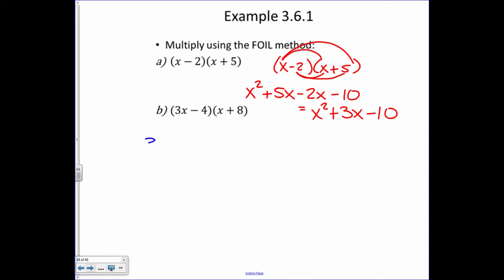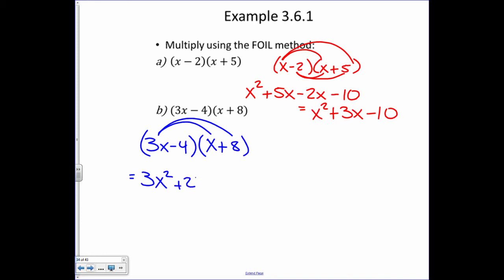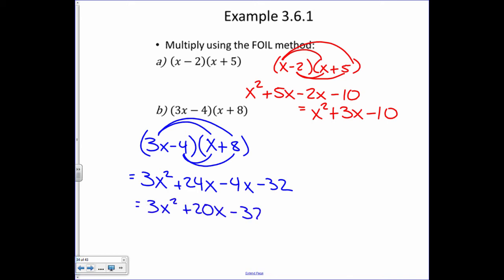We want to do the same thing for the second problem. 3x minus 4 times x plus 8. We're going to multiply the first two terms. 3x times x will give you 3x squared. 3x times 8 will give you plus 24x, so the outside terms. Then the inside terms. And then the last two terms. Then we wind up with 3x squared plus 20x minus 32.